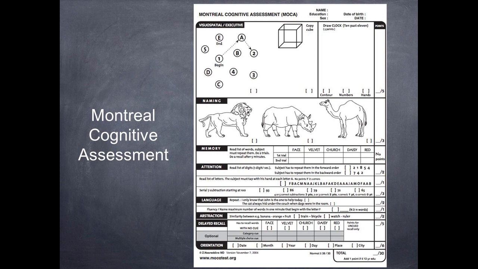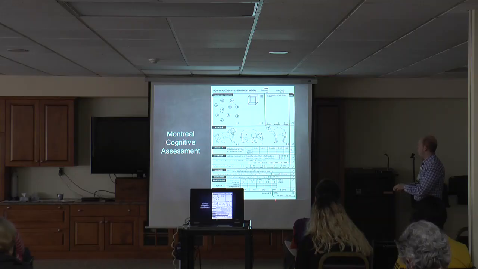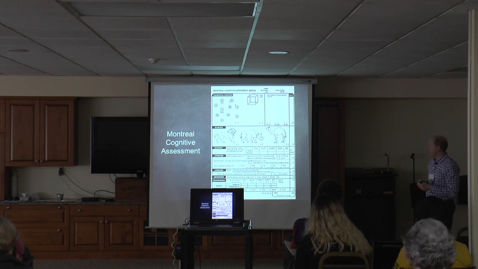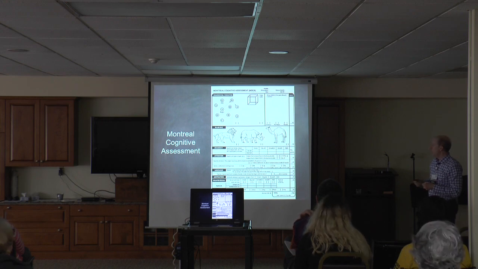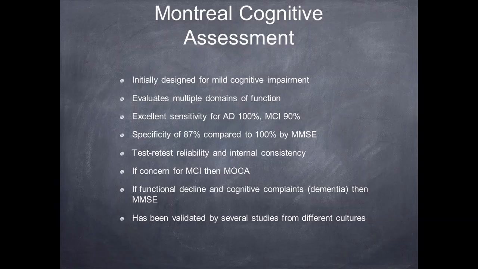And then at the end, orientation. And as you can see, this is a bear. I think I'd get like a 24 on this out of 30. It's really tough. But it's designed to really find mild cognitive impairment, so people before they develop dementia, before they start having impacts on their IADLs. It evaluates all the domains, executive, attention, verbal, and so forth, and it's very sensitive. Apparently with mild cognitive impairment, it'll get up to 90%. And it's fairly specific too, compared to the MMSE.